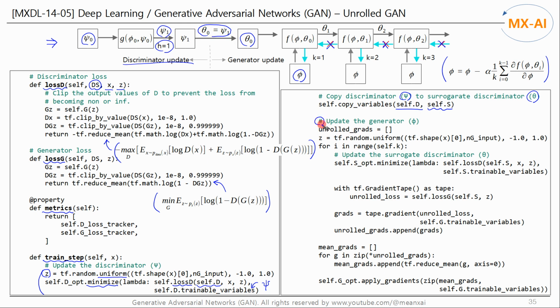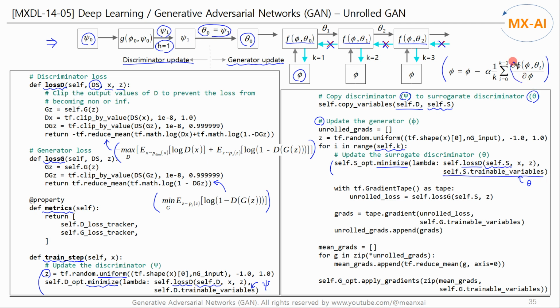Now we update the generator by updating the surrogate discriminator during unrolling. The surrogate discriminator is used to compute the surrogate loss function f. Repeat the unrolling step k times. Update the surrogate discriminator theta. Update the parameter theta of the surrogate discriminator to minimize loss D. When computing the loss D, the surrogate discriminator model is passed. The list of these variables is theta.